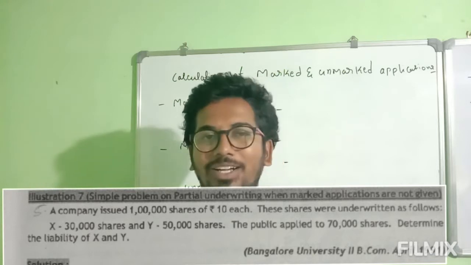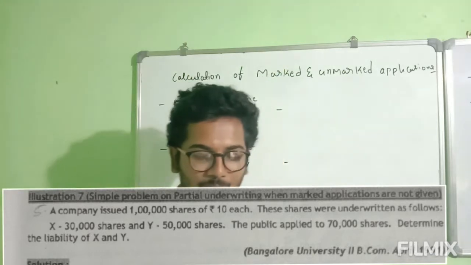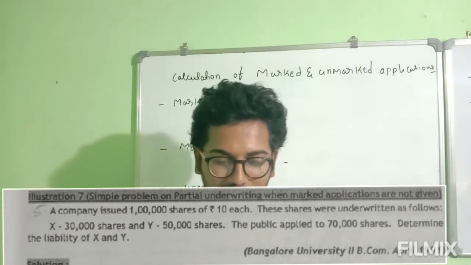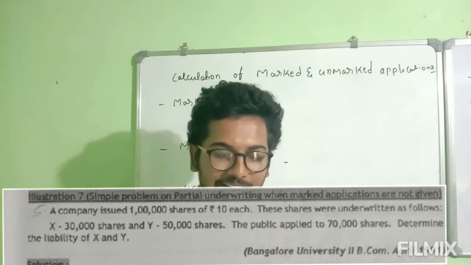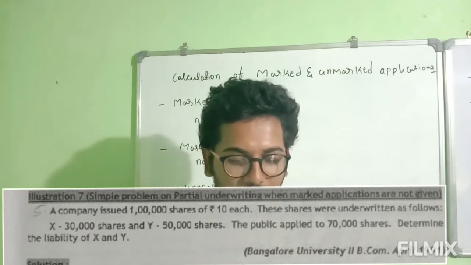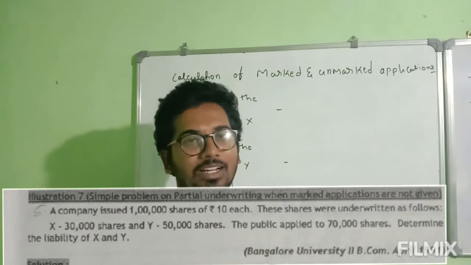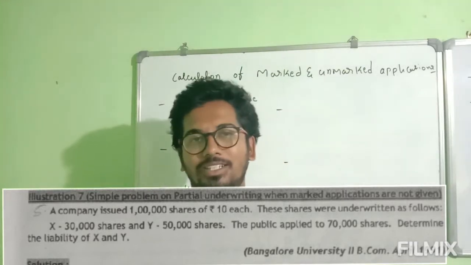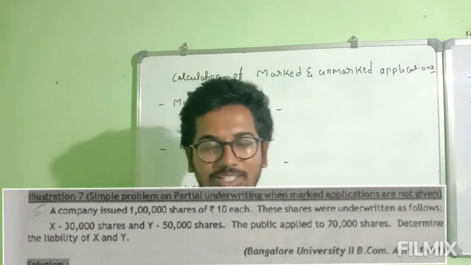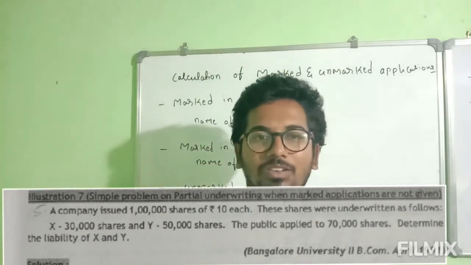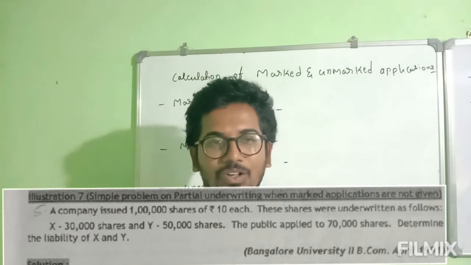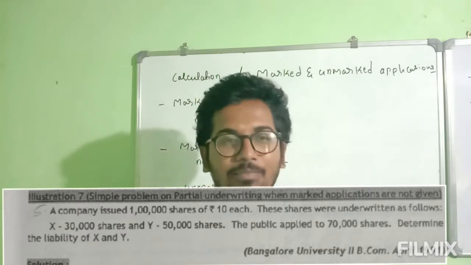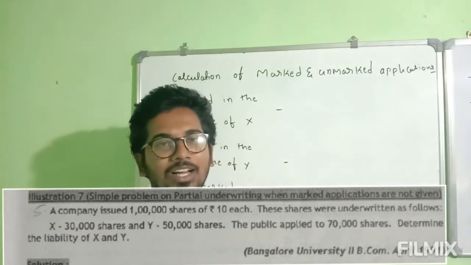their gross liability ratio. You observe, the overall shares are 1 lakh; of that, 30,000 shares are held by X and 50,000 shares are held by Y. So the remaining, 1 lakh minus 80,000, is 20,000 shares held by the company itself. So that is what they call the gross liability ratio. In this ratio we should apportion the public applied, the total subscription.